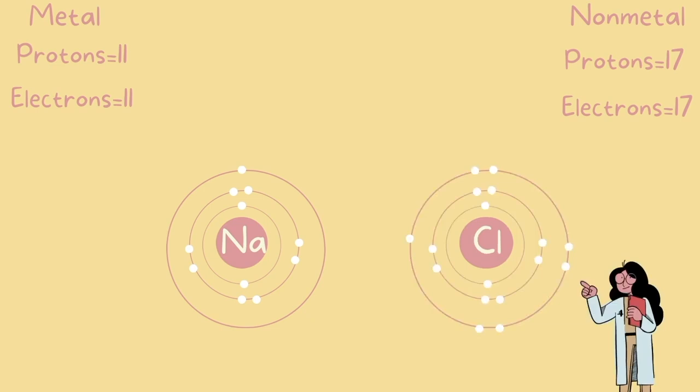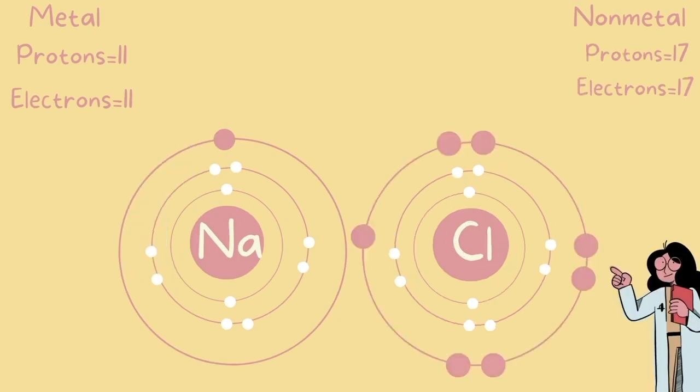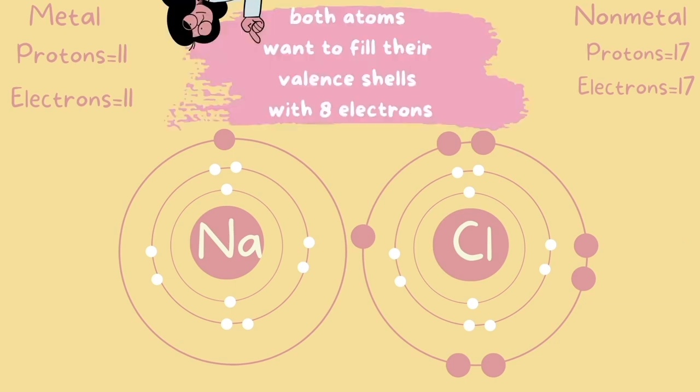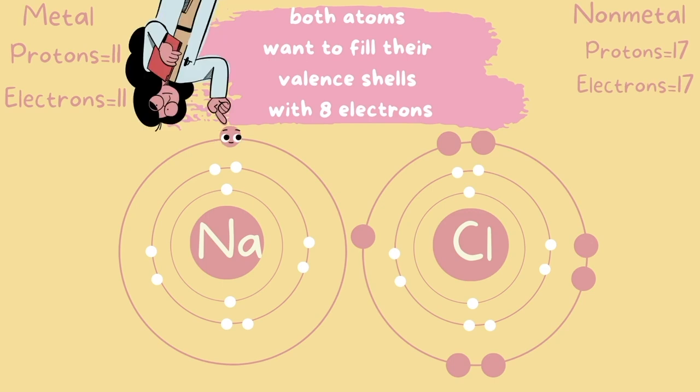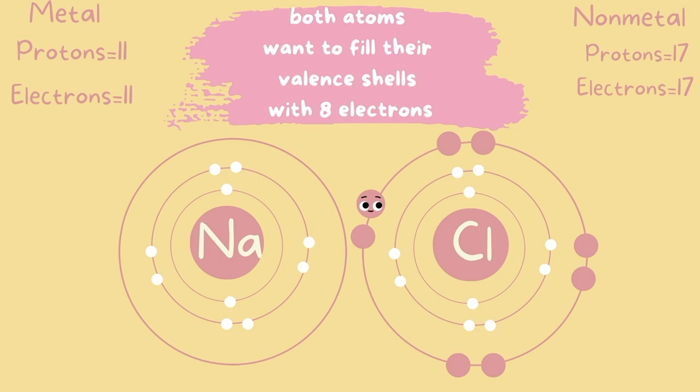Notice sodium, our metal, has only 1 electron on its valence shell, and chlorine, our nonmetal, has 7 electrons on its valence shell. So again, our metal is going to lose its electron and our nonmetal is going to gain electrons during this ionic bond. This little guy is going to make its way over there, and that is a transfer of an electron.